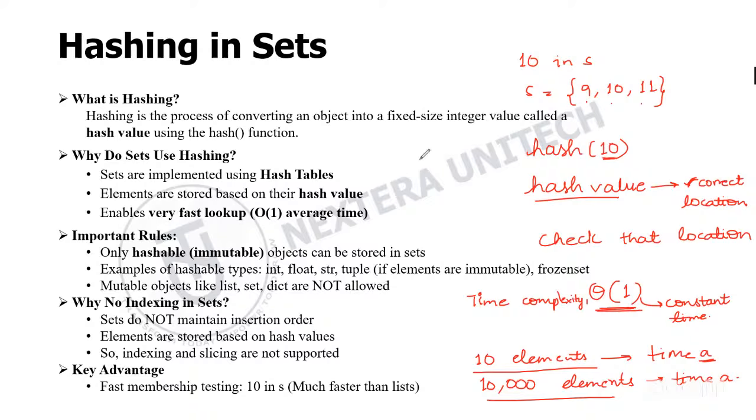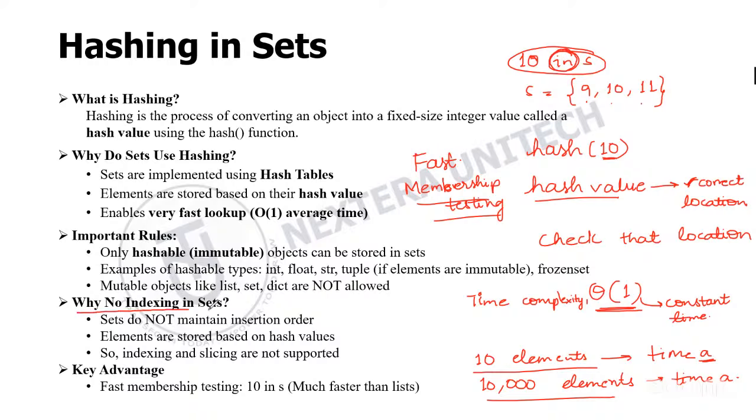So that is why sets are very fast, and these are used in membership testing. Membership testing is nothing but what we have done here. So 10 in S means here we are using the membership operator. So this is membership testing. It is checking whether 10 is in the set S or not.